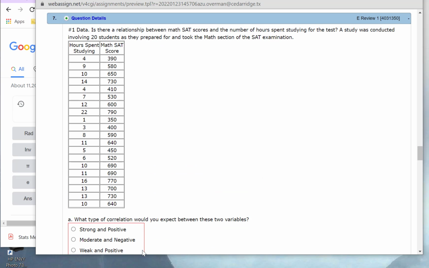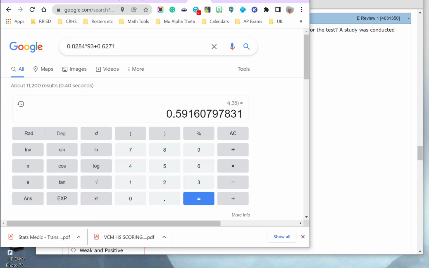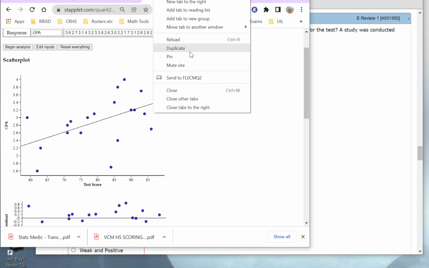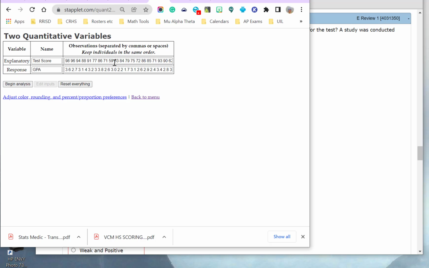So I'm going to pause temporarily and go back to my stafflet and enter the data. Here, actually, let me just show you again. So I'm going to duplicate. You can duplicate your tabs, right? So actually, so we have hours studying. And I'll put the data in there. And we have test score, I think. So I'll be right back after I get the data.